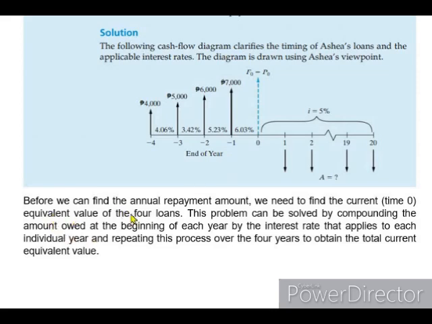Okay, so before we can find the annual repayment amount, we need to find the current time or time 0. So, yun time 0. Okay? So, equivalent value of the 4 loans. So, this problem can be solved by compounding the amount owed at the beginning of each year by the interest rate that applies to each individual year, so per individual, and repeating this process over the 4 years to obtain the total current equivalent value. So, hanapin mo natin yung total equivalent, current equivalent value.